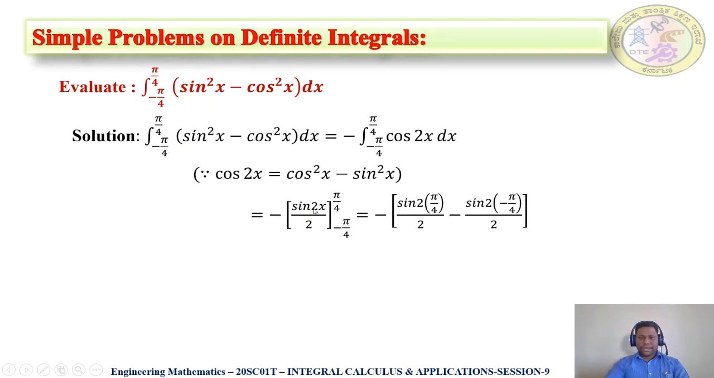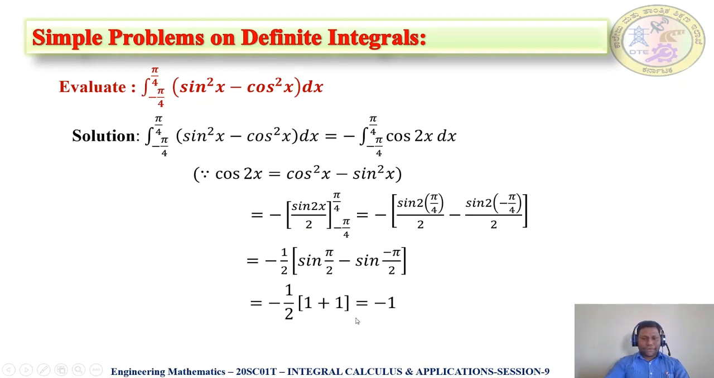The sine of 2 into pi by 4 divided by 2 minus sine of 2 into minus pi by 4 divided by 2. You can keep 1 by 2 outside also, no problem. Then if you simplify this, minus 1 by 2 will remain outside. Here the 2s cancel, we get sine pi by 2 minus, again here also, sine of minus pi by 2. You know that minus 1 by 2 will remain as it is. Sine pi by 2 is 1. Again sine of minus 90 is minus sine 90. So it becomes plus sine pi by 2.